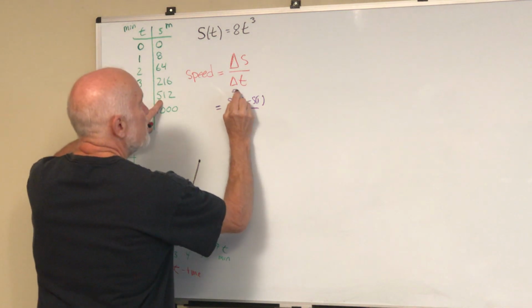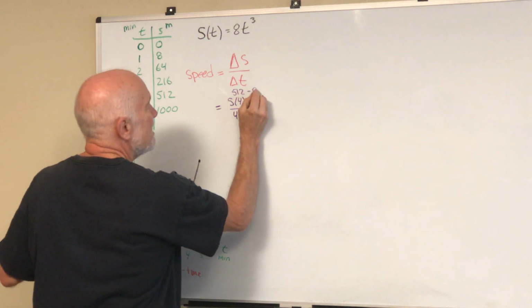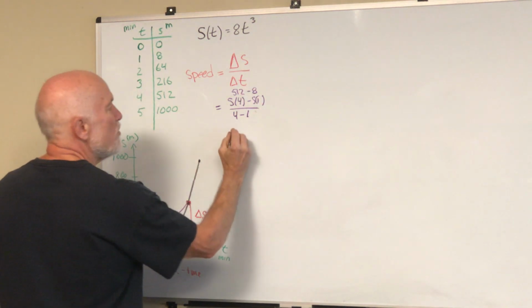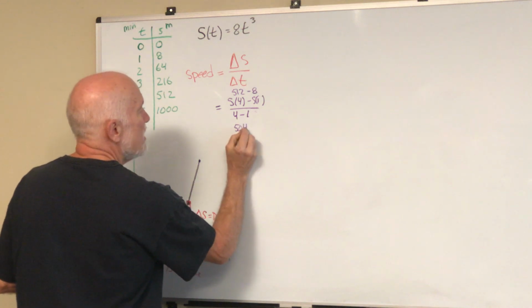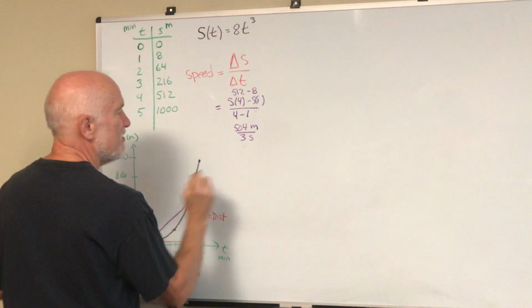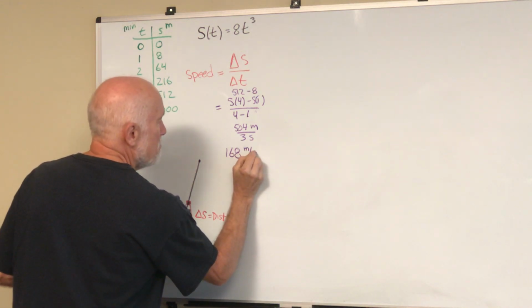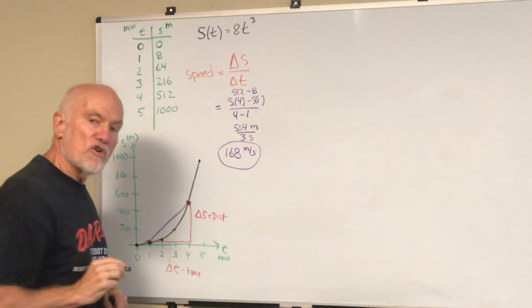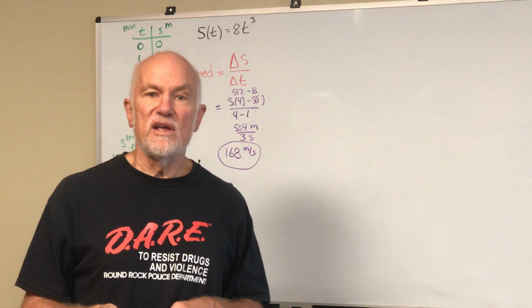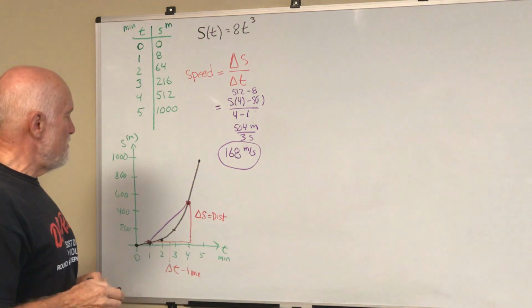This is 512. The position at 1 was 8. So what did we do? We moved 504 meters in 3 seconds, or 168 meters per second. And we sure were able to find out how fast we were going in that time period.